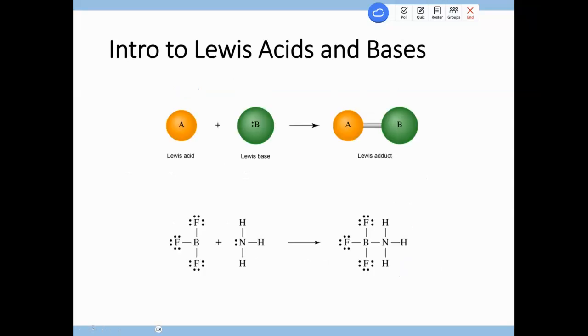So here's another example on the next slide. A Lewis acid often has an open valence shell, meaning that it can accept more electrons into its valence shell. And then bases have an available pair of electrons.